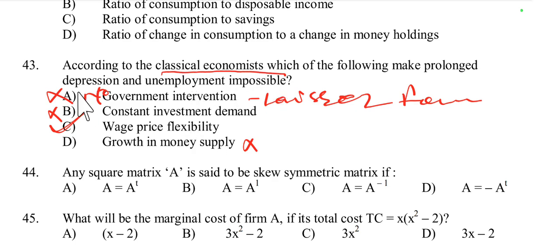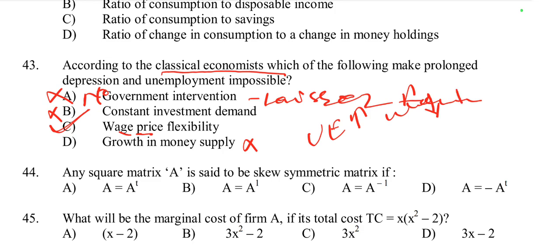According to classical economists, prolonged depression and unemployment are considered impossible due to wage price flexibility, because they believe that markets, particularly labor markets, are self-correcting, and imbalances such as unemployment will be resolved through adjustment in wages and prices. If unemployment rises, wages will eventually fall, leading to an increase in labor demand.